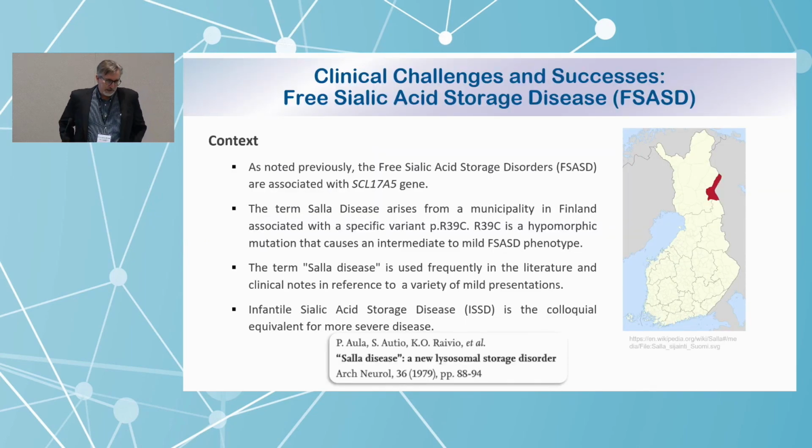As noted previously, the free sialic acid storage disorders are associated with the SLC17A5 gene. And the term Salla disease originates from a municipality in Finland where a founder mutation is more common than in the rest of the world, and this is R39C. It's a hypomorphic mutation that causes an intermediate to mild FSASD phenotype. The term Salla disease is frequently used for mild disease in general, even though, as we mentioned, we're trying to change the names a little bit. Officially, Salla disease is this mutation, but it's also used for mild disease in the literature, and that's important to know.